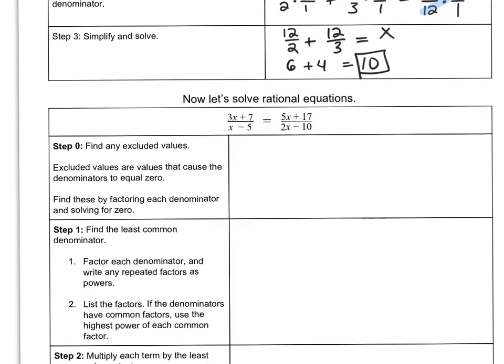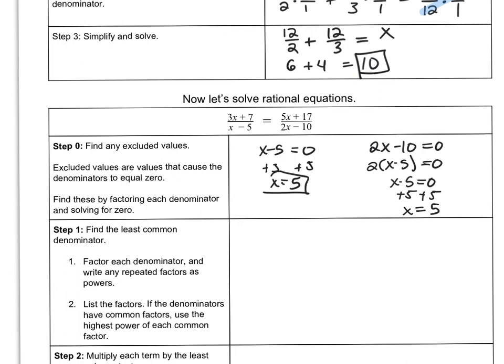Now, when we added, subtracted, multiplied, and divided with rational expressions, we looked for excluded values, and we want to do that here too. Remember, our denominator cannot equal 0. Any value that makes that happen is excluded. So that means that 5 is an excluded value from this equation. It cannot be the solution.